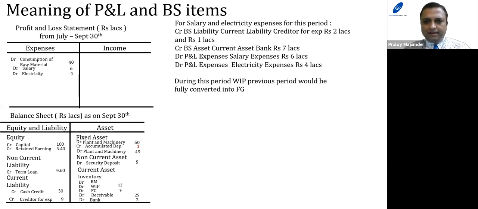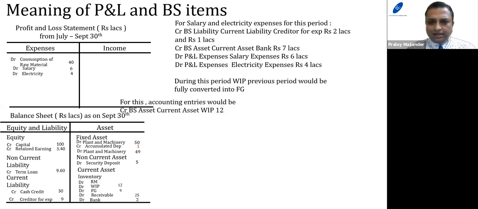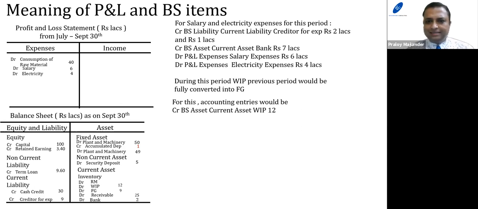Now during this period, the WIP of the previous period would be fully converted into finished goods. So WIP will move out. When the WIP is moving out, the first entry would be credit balance sheet, asset, current assets, WIP. And debit balance sheet, asset, current assets, inventory. So WIP will move out. Since on the balance sheet asset side it is credit, that's minus.